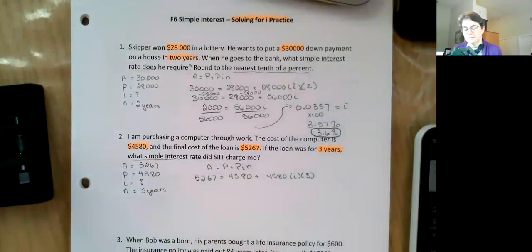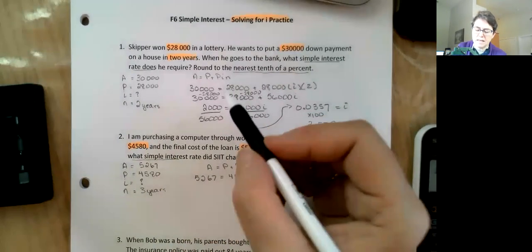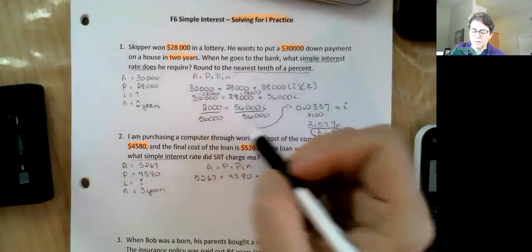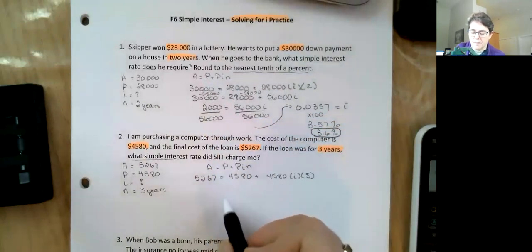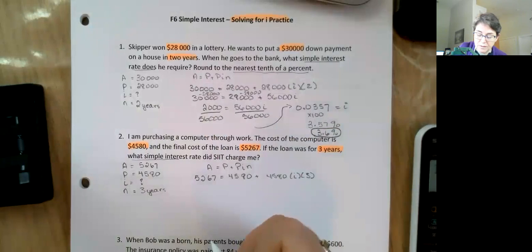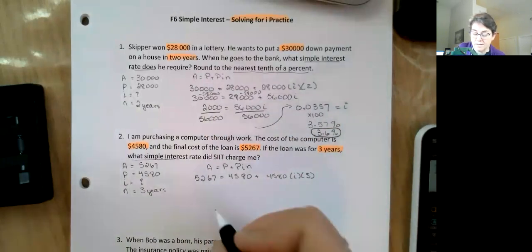A good practice, by the way, and I messed it up. I keep messing up because my numbers are big, is to try and keep your equal sign lined up when you do math. It just prevents some problems. It's not huge, but it does also make it easier to follow.